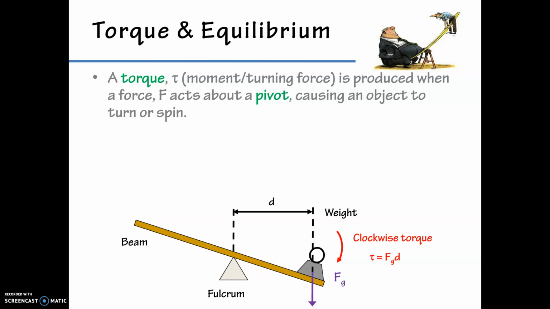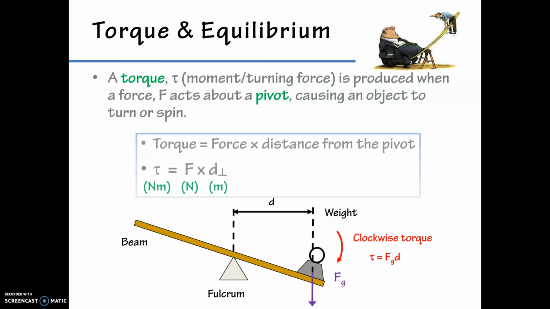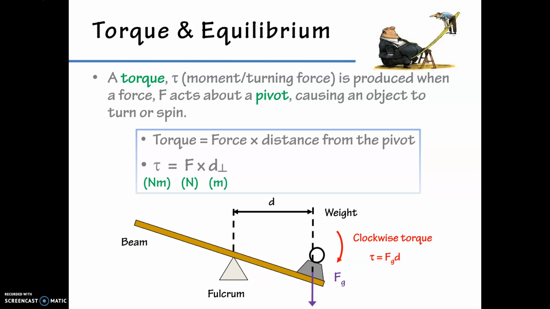The equation for this, if we haven't come across it already, is force times distance moved. In this case, it says Fg because it's the force created by gravity. In general terms, torque is measured in newton meters, and the units come from the force in newtons multiplied by the perpendicular distance to the pivot. In this case, it's just written as the distance from the pivot, and the units are m.